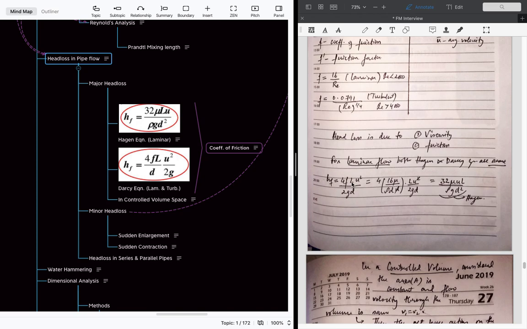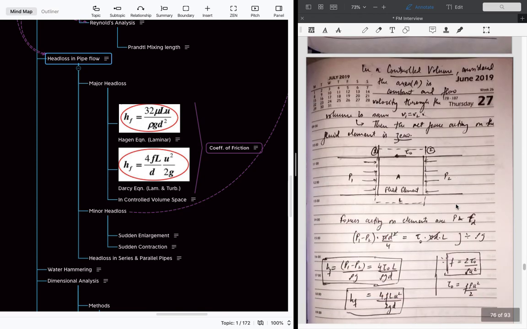So you can see that the Darcy equation is the general formula. When we put the coefficient of friction value 16 by Re, and Re is nothing but rho d u by mu, when you put this in the equation, you will get the Huygens equation for the head loss for laminar flow.